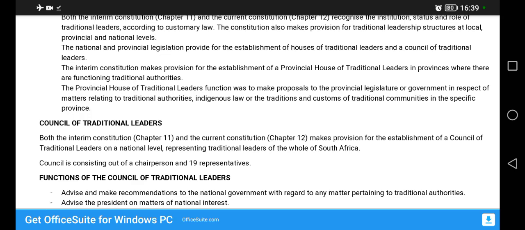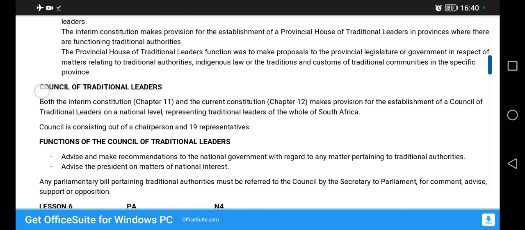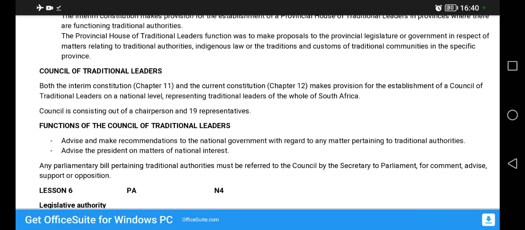So we've got those leaders that we call traditional leaders. They are the ones that make sure that our rights are being protected, our traditions are being protected, the things that we want, the things that we feel should be covered. They are the ones that make sure that the government gets to be accountable to offer us those services. The functions of those traditional leaders are to advise and make recommendations to the national government with regard to any matter pertaining to traditional authorities. They advise the president on matters of national interest.